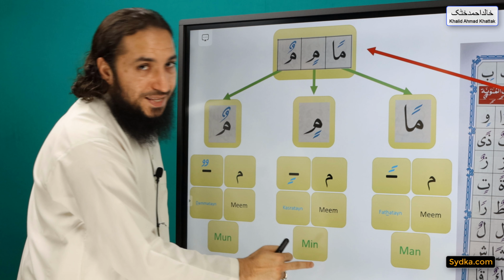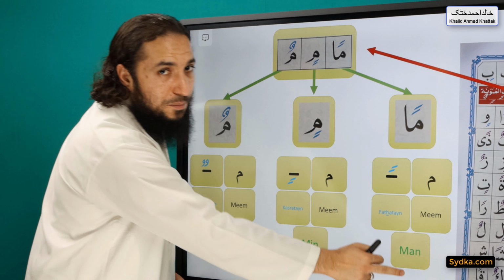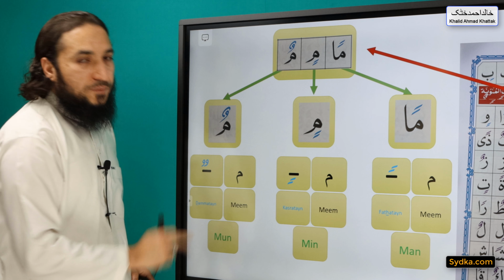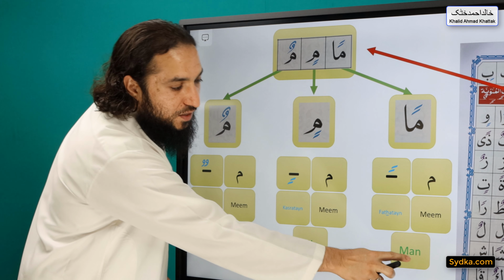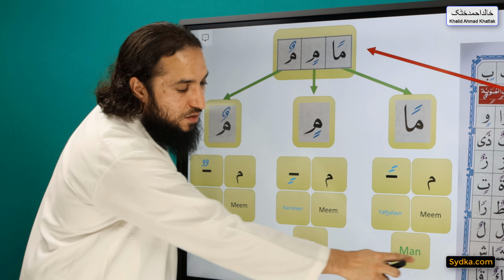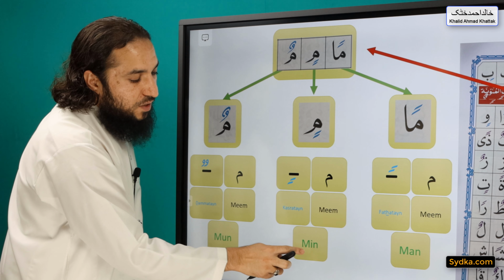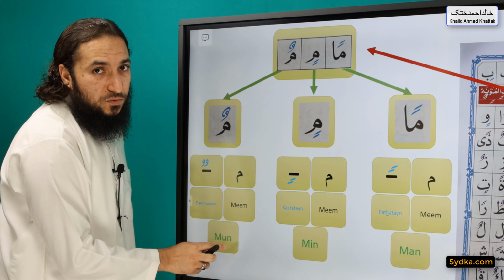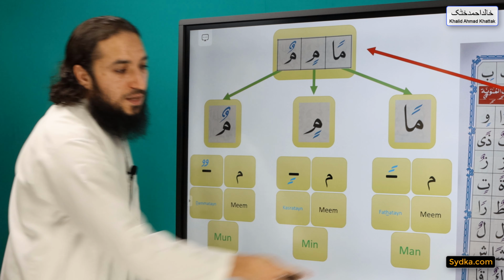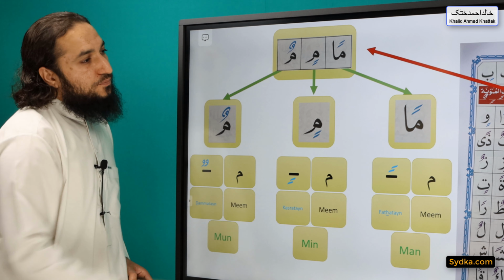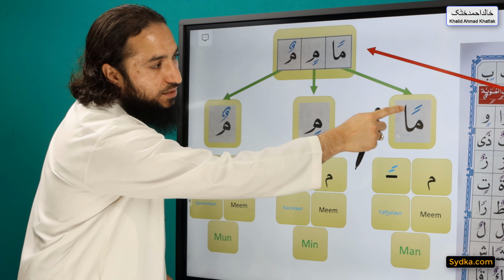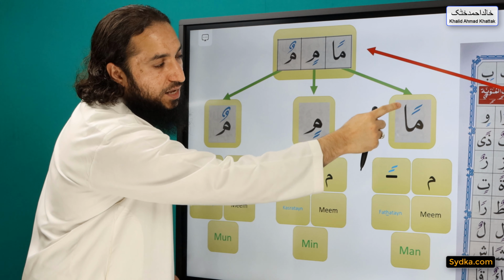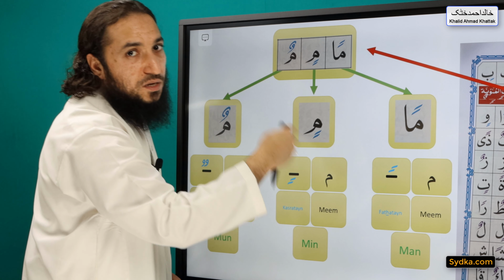Man, min, mun. Just to recap, for fathatain, we add an sound to the letter. For kasratain, we add in sound. And for dhammatain, we add un sound. Man, min, mun. And recap for that is, whenever a letter has fathatain, it has alif, but that alif is silent.